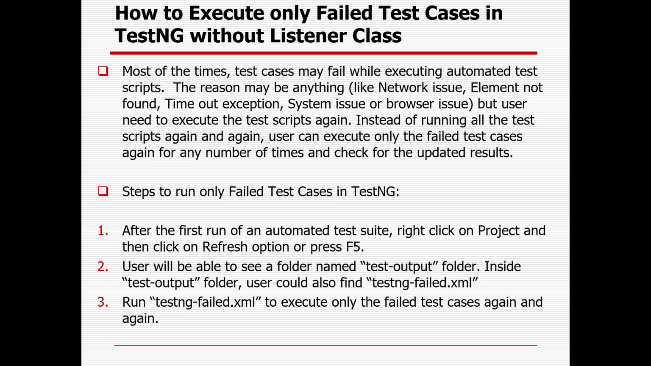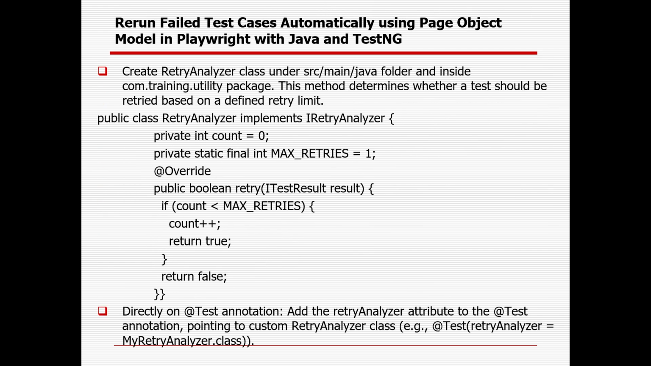So what will be there, right? I can try it without any retry analyzer, and in the test-output folder the testng-failed.xml file will be generated for the failed test cases, and if you execute it, only the failed test cases will be executed without affecting the past ones. And after that, you can try to create a new class and implement IRetryAnalyzer, where you can give the minimum and maximum count.